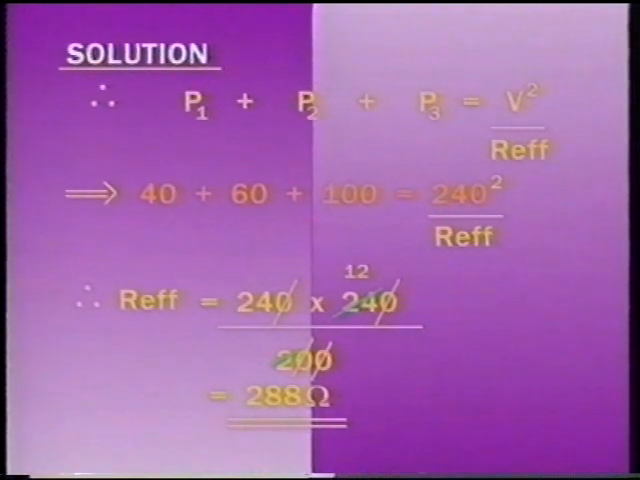Therefore, 40 plus 60 plus 100 equals 240 squared over RF. And your RF is 240 times 240 all over 200, which is the total power of the bulbs. And if you work that out, you should get 288 ohms.